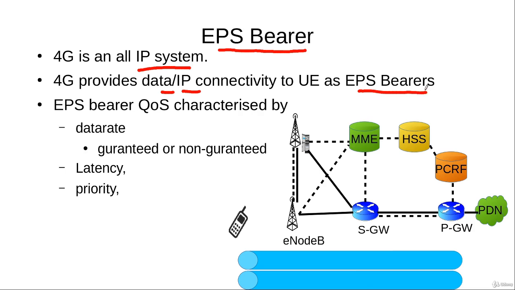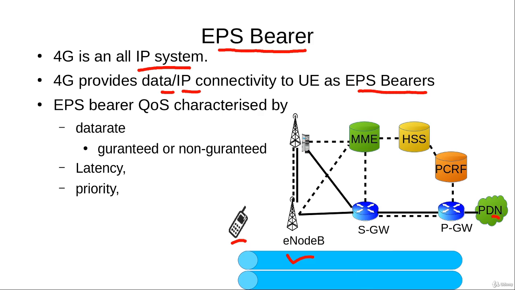And the 4G network provides this IP or data connectivity to its users using EPS bearers. You can think of an EPS bearer as a tunnel that extends from the user equipment through the E node B, through the serving gateway, up till the PDN gateway. For example, if this user equipment is browsing some website on the internet on the PDN, then it would require an EPS bearer for that.